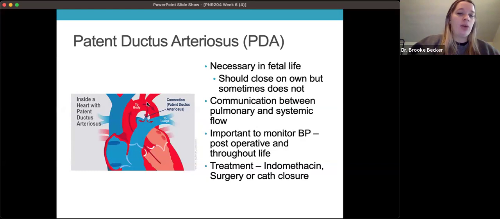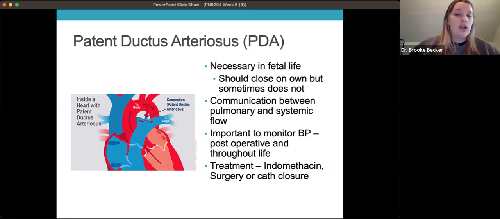So it's a connection between the aorta and the pulmonary vessels. Okay. That's how it overrides, circulating to the lungs and to the body in baby. Okay, when they're in utero.